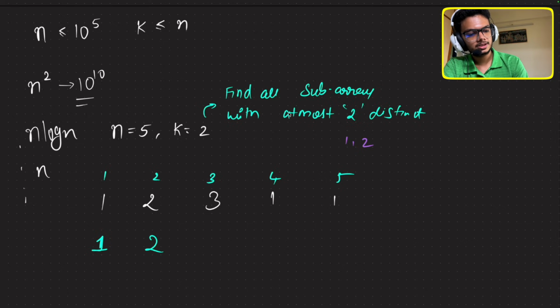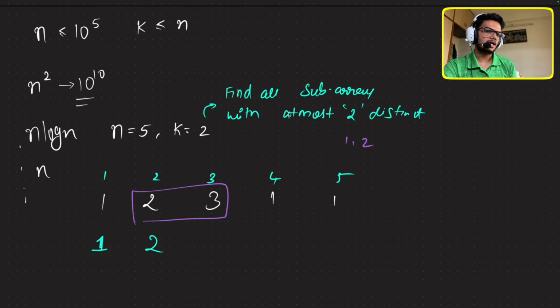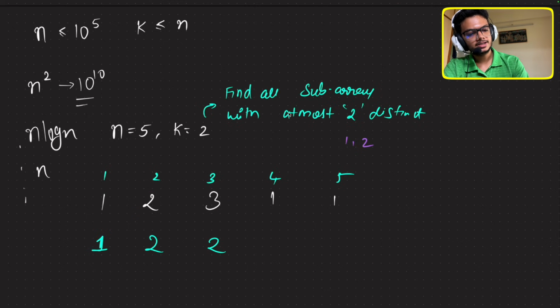Let's talk about index 3. This subarray has 2 distinct elements. This subarray also has 2 distinct elements, but we cannot have this one, so we cannot have this subarray. The number of subarrays ending at a given index j is simply j if we are using 1 based indexing. We have discussed this a lot of times, so I'll not go too deep into it. So here again the contribution is 2. Now let's try to find the subarrays ending at index 4 with at most 2 distinct values.